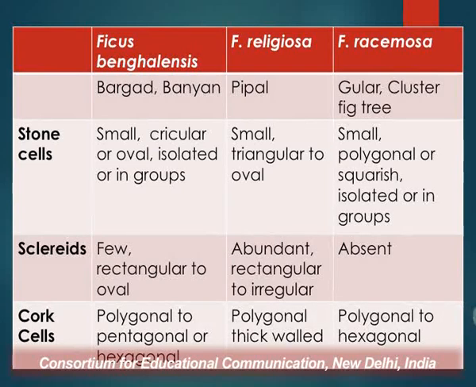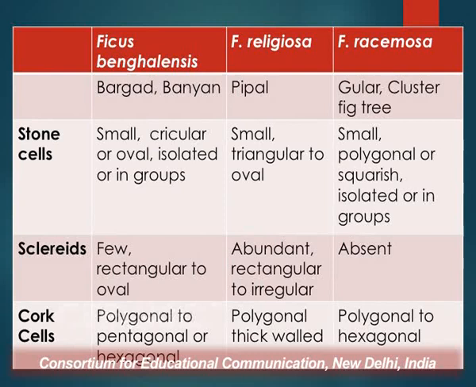Now in this slide, you can see three different trees, and the bark of these three trees is being used. First is Ficus bengalensis, second is Ficus religiosa, third is Ficus racemosa. So all three species are of the Ficus genus, and bengalensis is commonly known as bargad or the banyan tree, Ficus religiosa is commonly known as peepal, and Ficus racemosa is known as gular or the cluster fig tree. Now the bark of these three trees can also be differentiated on the basis of qualitative microscopy.